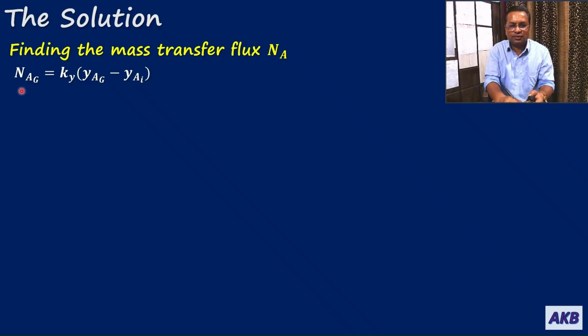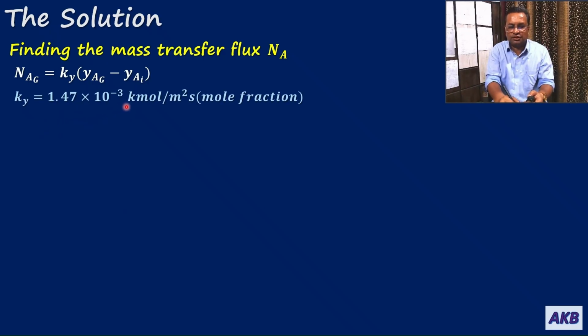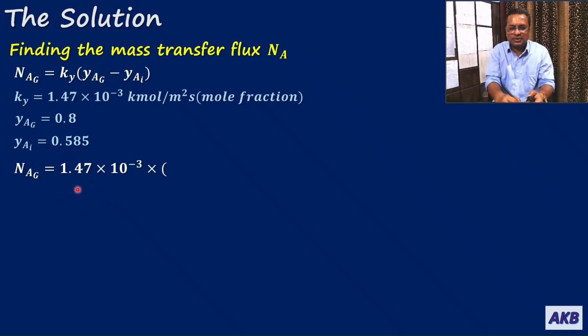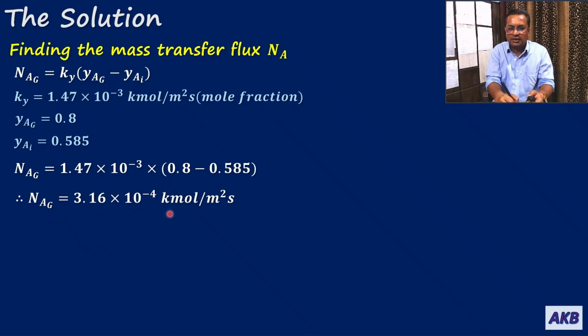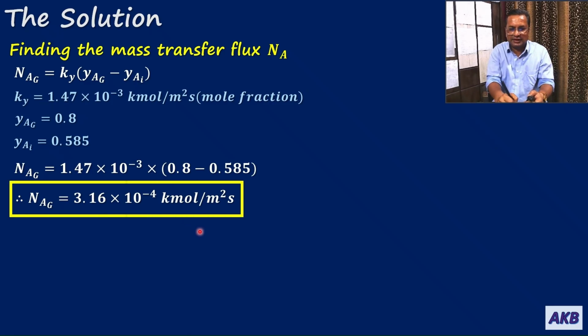For gas phase, the equation is NAG is equal to KY into YAG minus YAI. KY is given to us, it is 1.47 into 10 to the power minus 3 kilomole per meter square per second per mole fraction. YAG is also given, it is 0.8, and we have found out YAI, that is 0.585. So NAG will be equal to 1.47 into 10 to the power minus 3 into 0.8 minus 0.585. That gives us NAG as 3.16 into 10 to the power minus 4 kilomole per meter square per second.